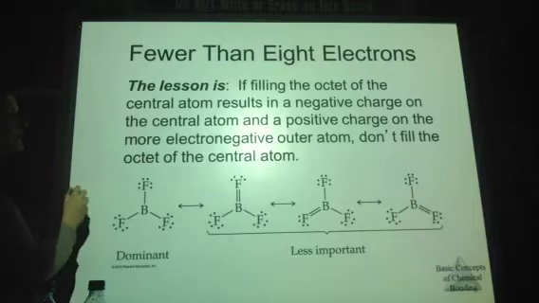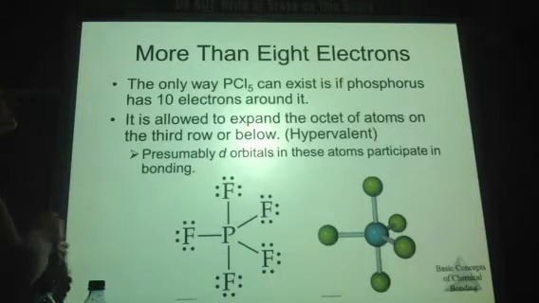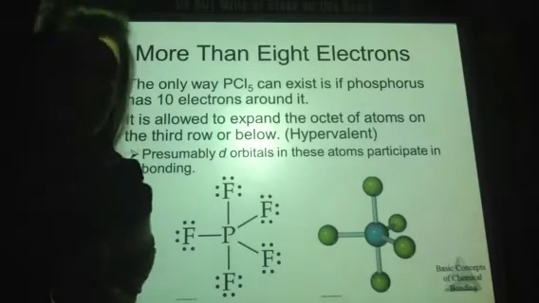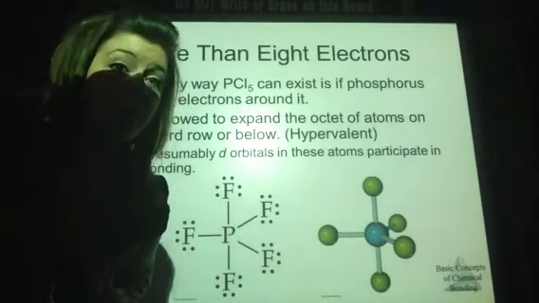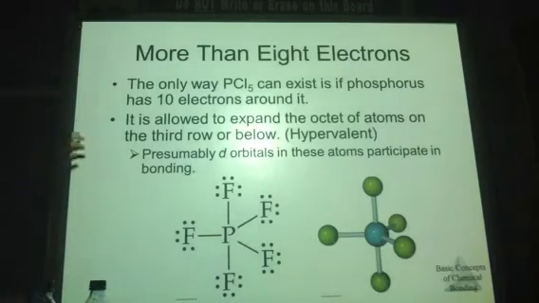So that's our little lesson that we're going to take from this one. So the third type would be if we have more than 8 electrons. And I would just like to point out, I am at 11 minutes right now, so we're doing awesome. Okay. More than 8 electrons would be our third and last type.